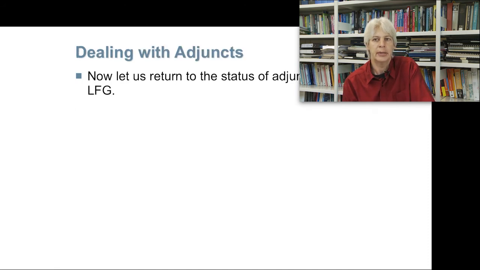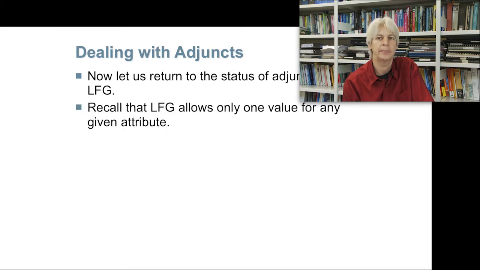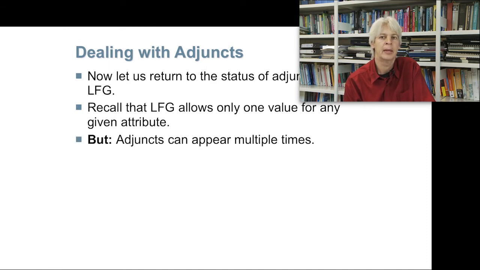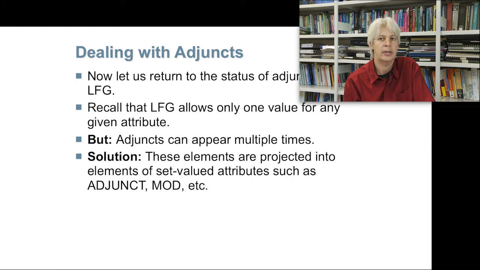Okay, so dealing with adjuncts, let us return to how adjuncts are dealt with within LFG. I've already told you they're put into a set rather than just having one value. So let me start again. Recall that LFG allows only one value for a given attribute. That's what we've had so far. We've talked about feature unification, we've talked about consistency, etc. So if you had two different values for a given attribute, the unification would crash. But we've seen adjuncts can appear multiple times, infinitely many times in fact. So how can you deal with this?